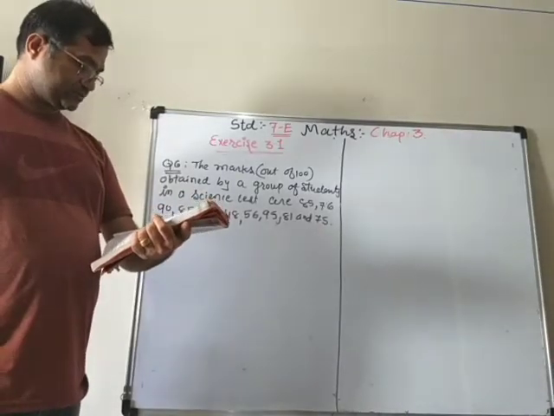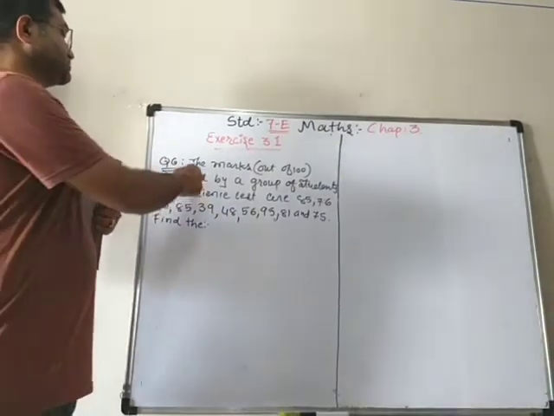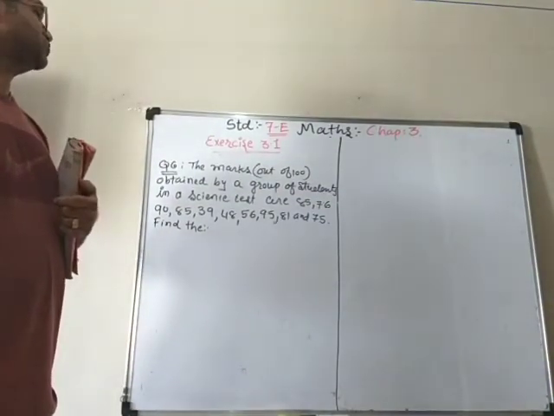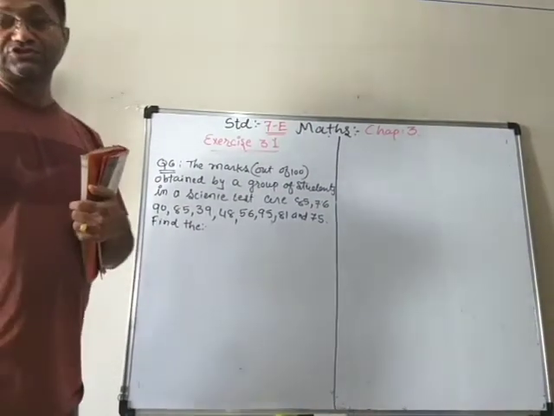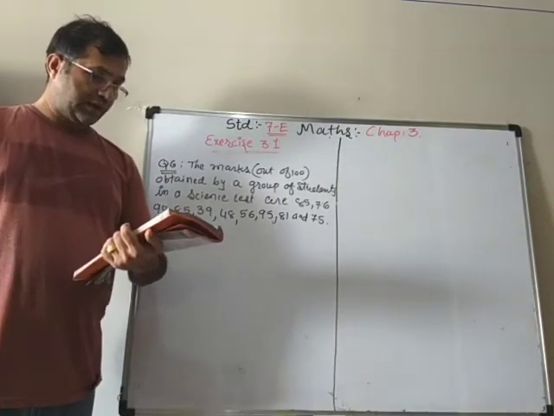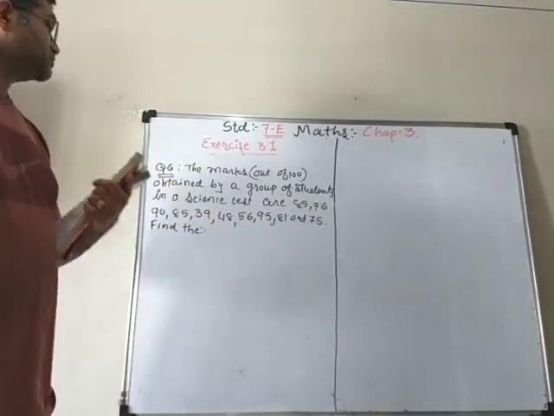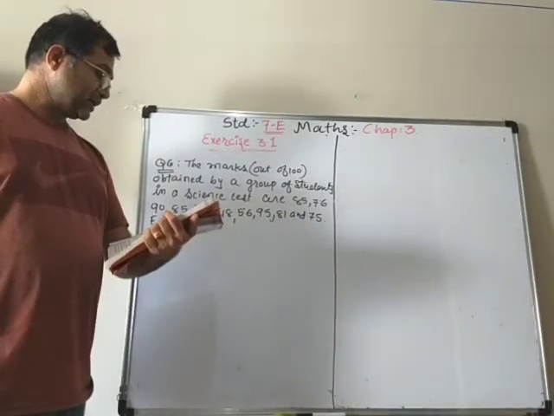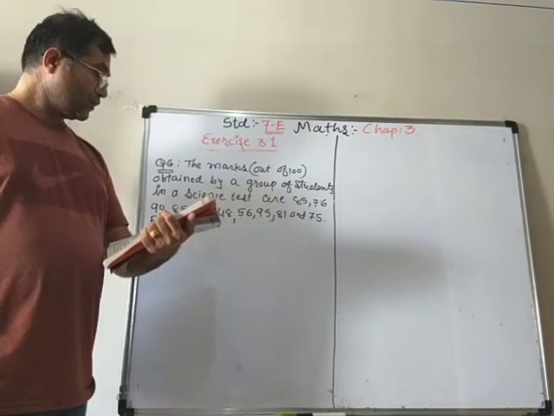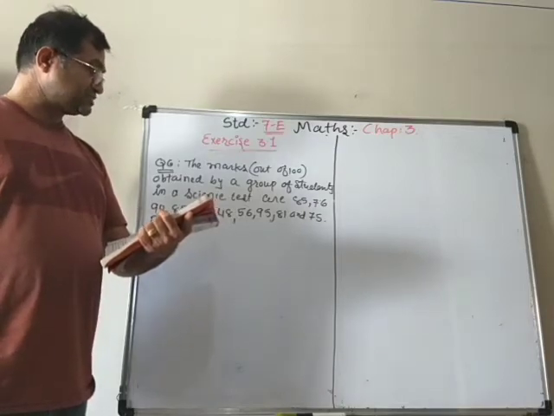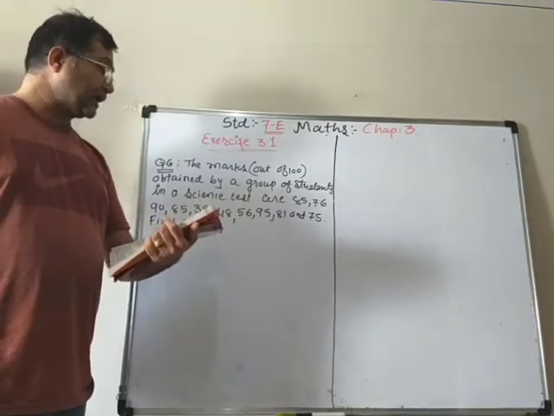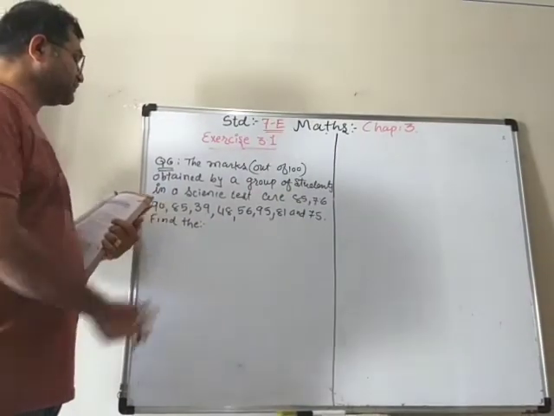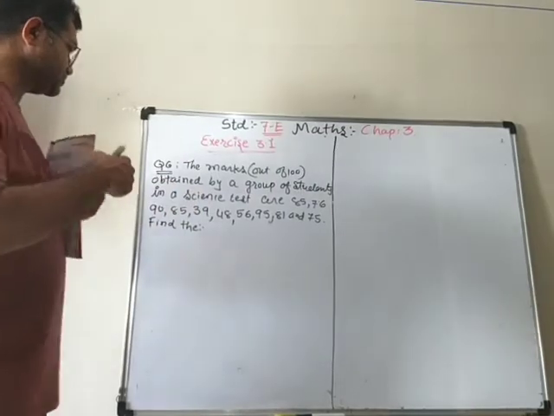Question number 6. The marks out of 100 obtained by a group of students in a science test are 85, 76, 90, 85, 39, 48, 56, 95, 81 and 75. And we have to find the answers of the different questions.